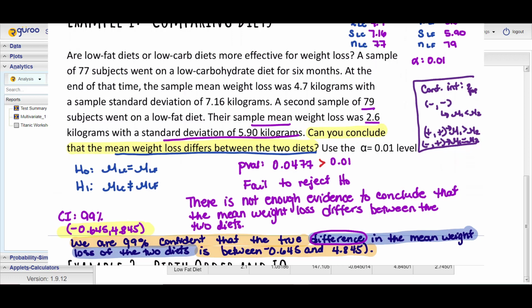So this here, because we have a negative and a positive, it implies that there's no difference between the two. And what did we say? There's not enough evidence to conclude that the mean weight loss differs. So we're saying in our conclusion that there's no difference. And that's what the confidence interval implies, because the difference is between a negative and a positive number, and 0 is included within that, which means there is most likely no difference.